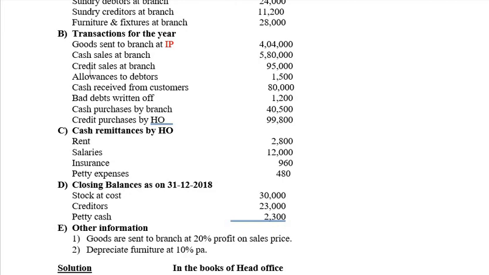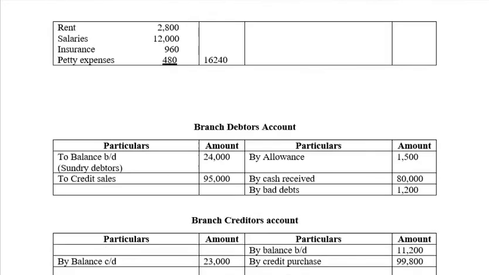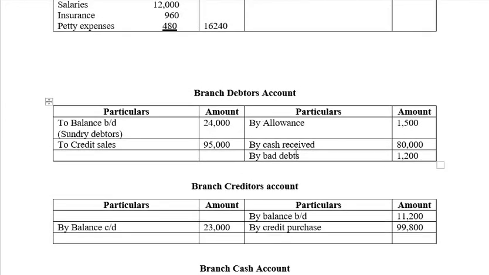After 5,80,000, next is credit sales at branch. Now credit sales at branch, so the entry will be in the branch, in case of debtors account, credit sales. So the entry will be to the debtors account. What is the amount? Credit sales at branch is 95,000. So let's go to the debtors account. Here, to credit sales 95,000 in case of debtors account.